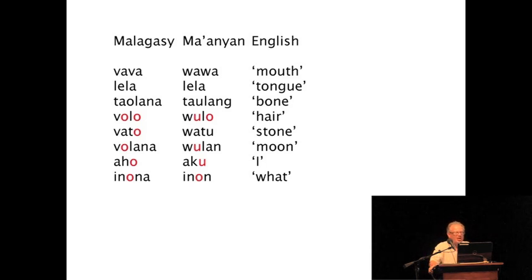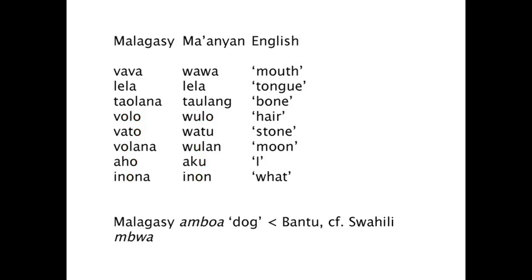Okay, so Maanyan wulo has two separate vowels. It comes out in Malagasy as vulu. So in this respect, the common ancestor language must have looked more like Maanyan, had more vowels than Malagasy has. So Malagasy is clearly an Austronesian language.